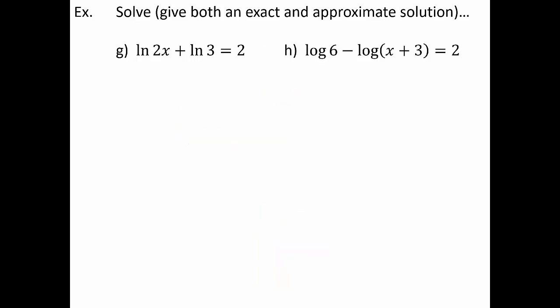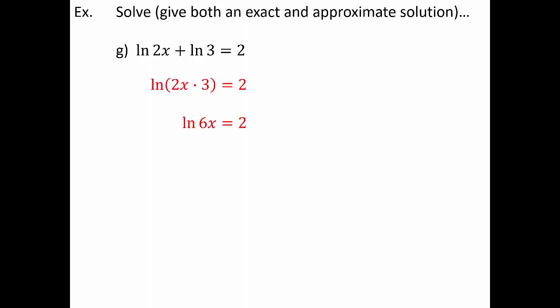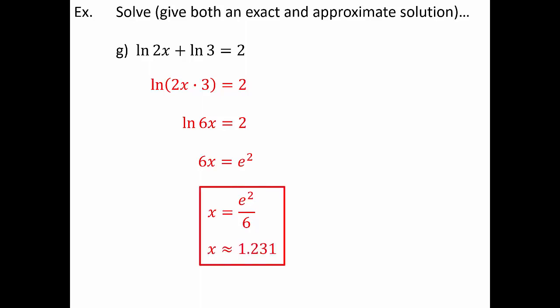Here are two more. Pause here, play when you're ready. All right, again, I'm going to stick to using log properties to solve these. First one first. Addition becomes multiplication, so that's 6x. Exponentiate both sides. Base e is going to give me 6x equals e squared. X equals e squared over 6, or 1.231.